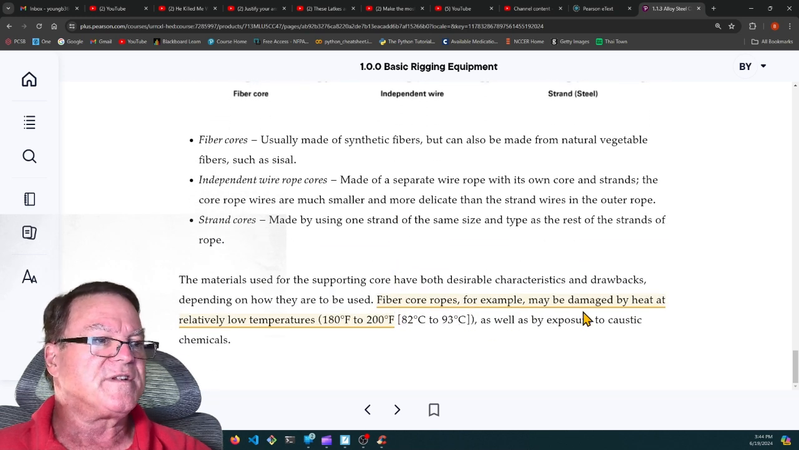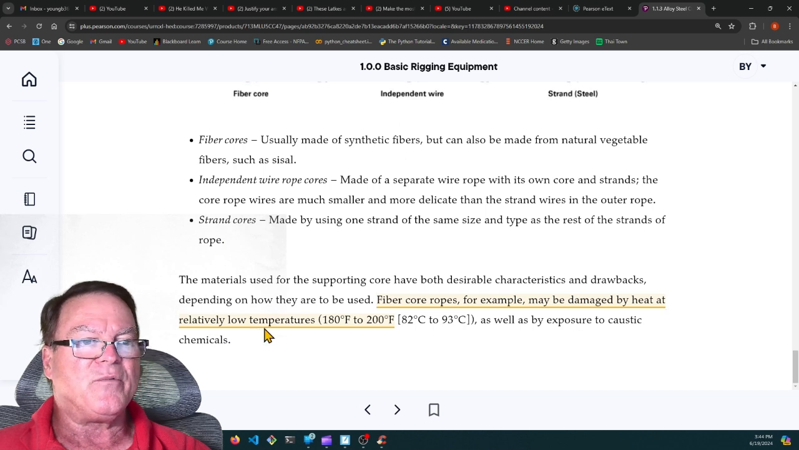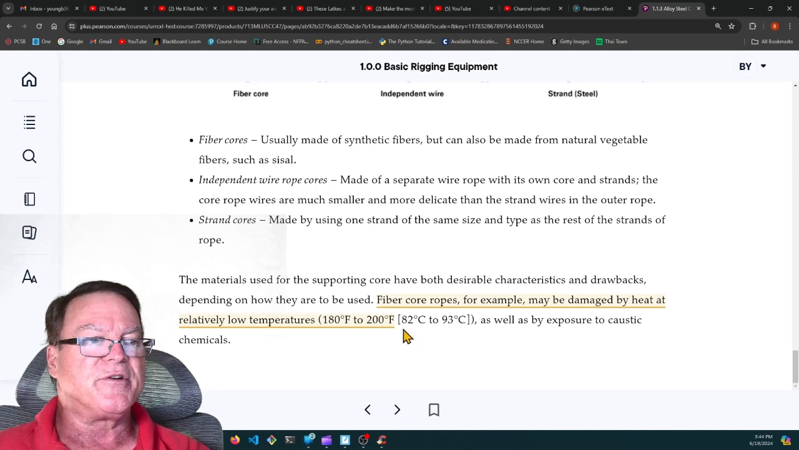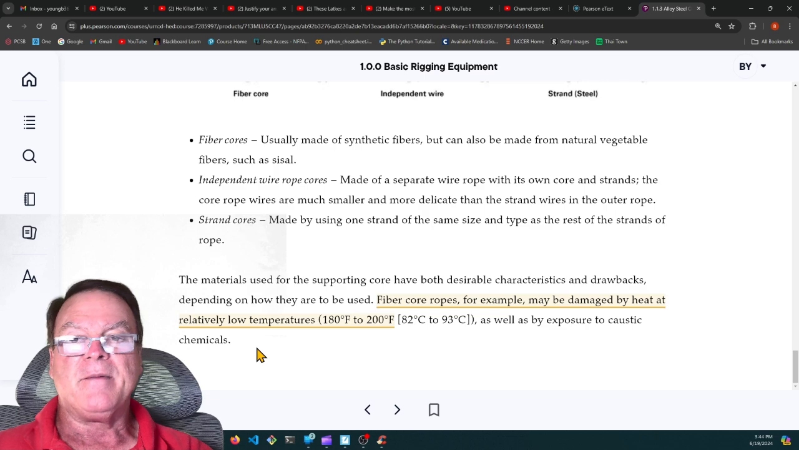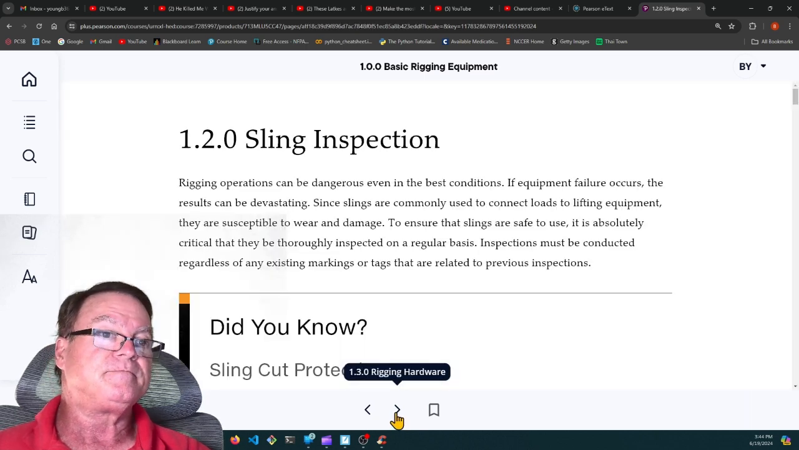Fiber core ropes, for example, may be damaged by heat at relatively low temperatures of 180 degrees Fahrenheit to 200 degrees Fahrenheit, as well as by exposure to caustic chemicals, because that core is susceptible to heat and chemical.